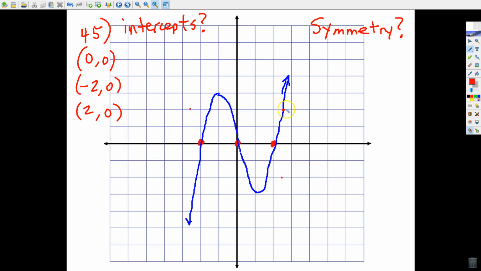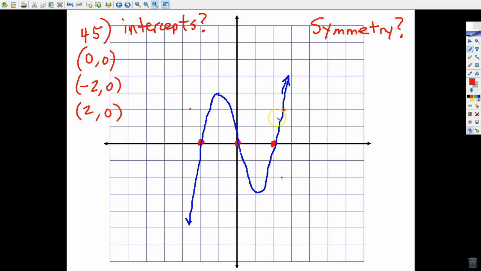Well, it's got to be true for all points on the graph, not just a pair. That's a good question. If it truly does have symmetry, then all of the points will be symmetrical. All right, so we've ruled out x, we've ruled out y, so what about the origin?